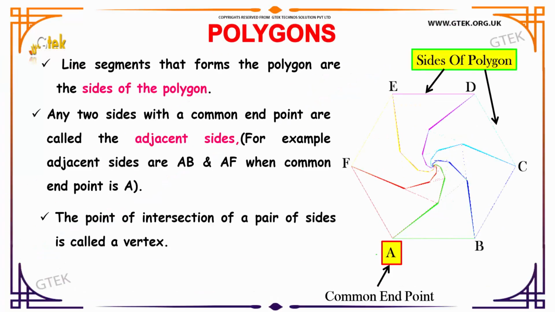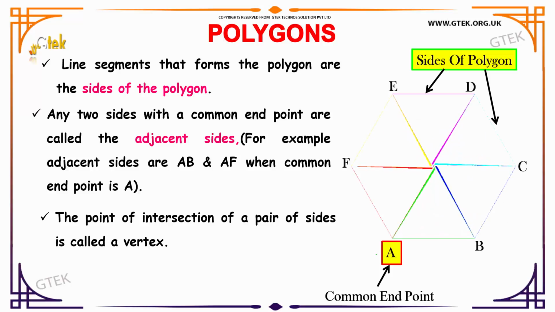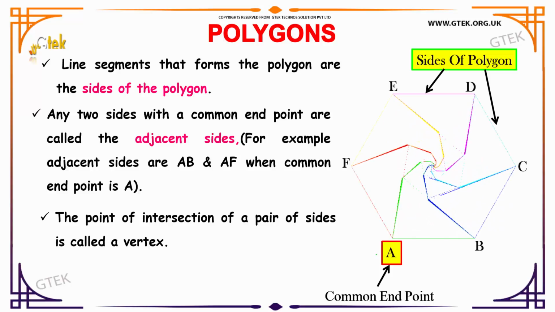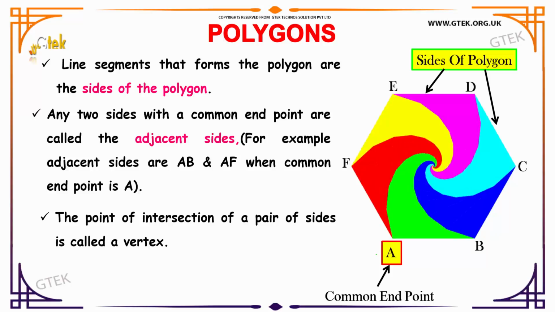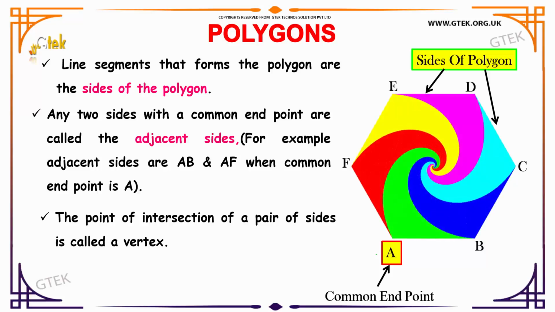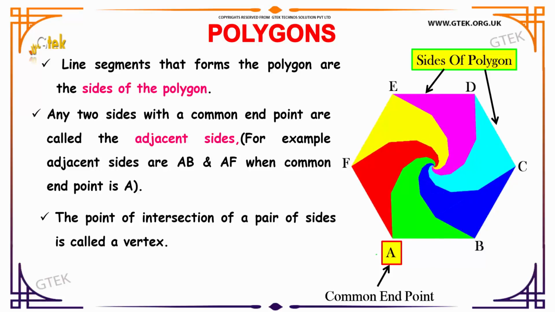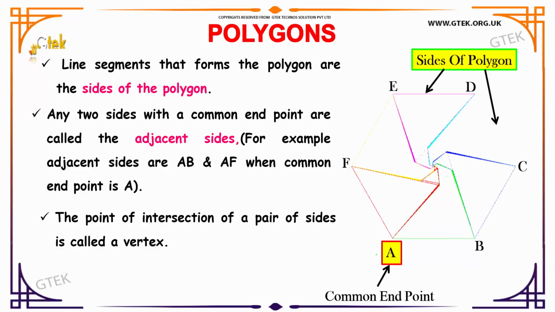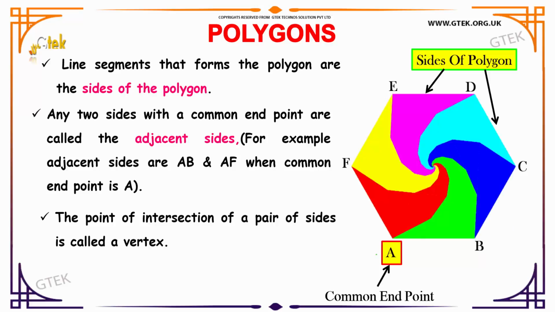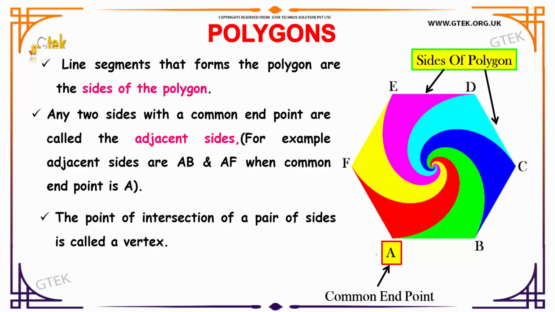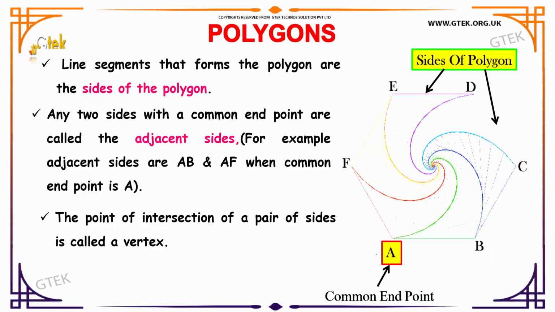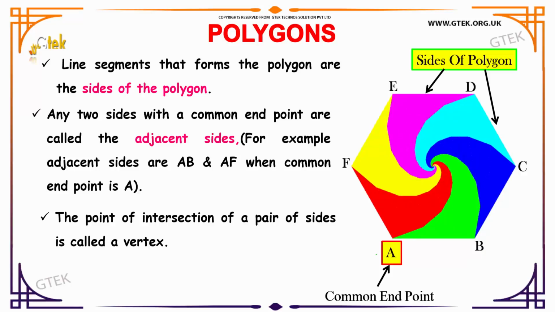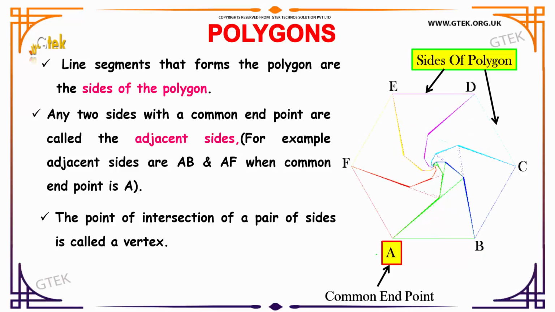Next, we are going to study the line segments that form the polygon. The line segments that form the polygon are known as the sides of the polygon. Any two sides with a common endpoint, say CB and BA, have the common point B. This implies that CB and BA are adjacent sides.